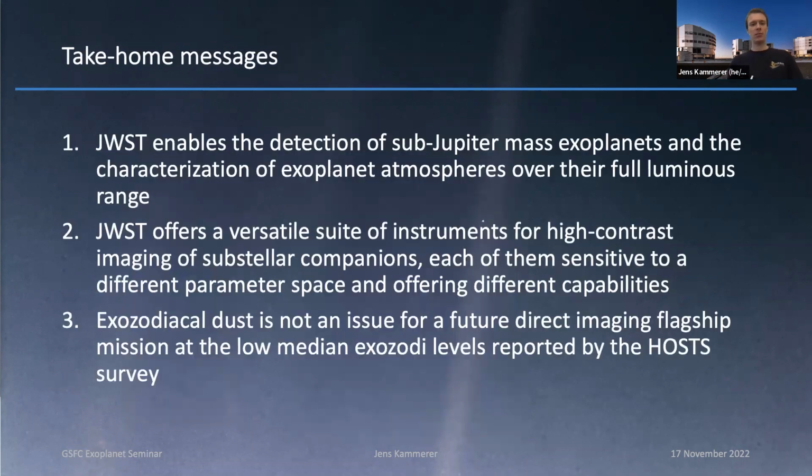And yeah, with that, I'm at the end of the presentation. I'm going to leave you with my three take-home messages. In the beginning of the talk, we saw how JWST enables, for the first time really, the detection of sub-Jupiter mass exoplanets, and also the characterization of these objects over their full luminous range, which I think is going to be really transformational for the field of exoplanet characterization.